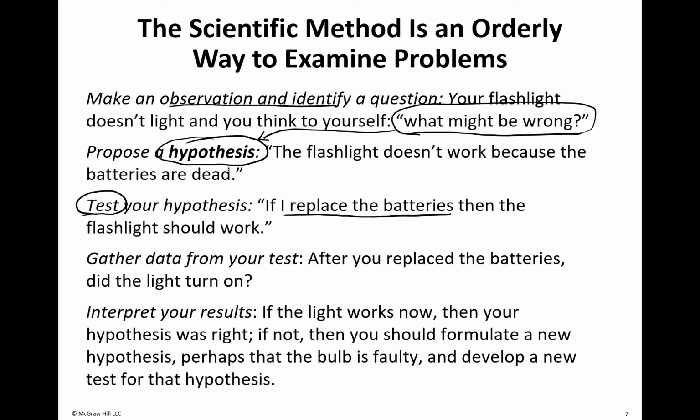So our new hypothesis may be that the bulb actually does not work. And then what happens? We do the next test, testing our second hypothesis, and we replace it with a new bulb. If it still doesn't work, then we continue with the next hypothesis, and so on, until we reach conclusions that prove our hypothesis is correct.